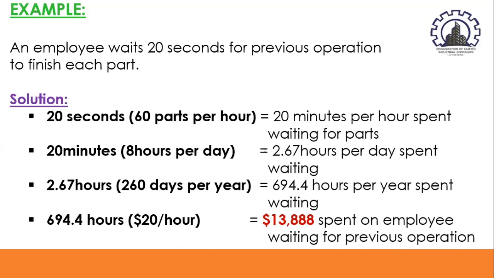And 2.67 hours multiplied by 260 days in a year becomes 694.4 hours per year spent waiting. And 694.4 hours multiplied by $20 per hour becomes $13,888 spent on employee waiting for the previous operation. As you can notice, $13,888 is already a lot of money, and therefore we need to really eliminate or reduce the waste of waiting.